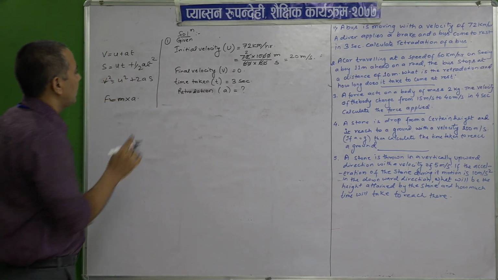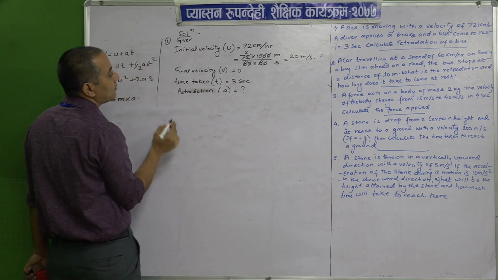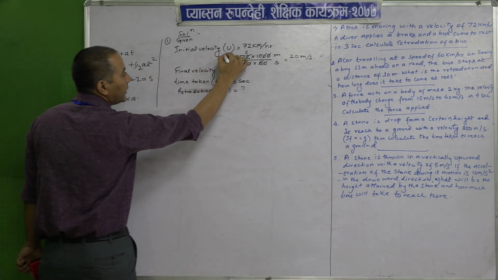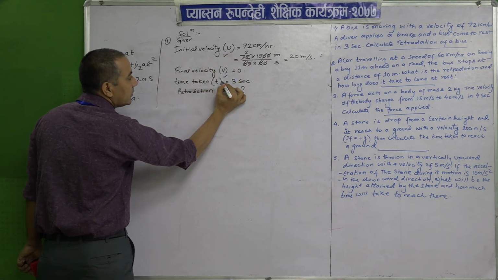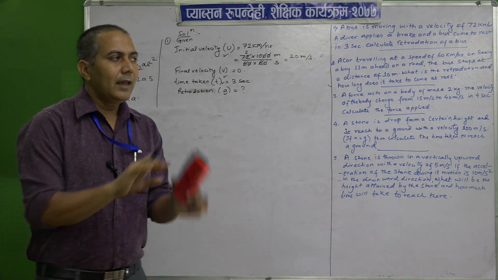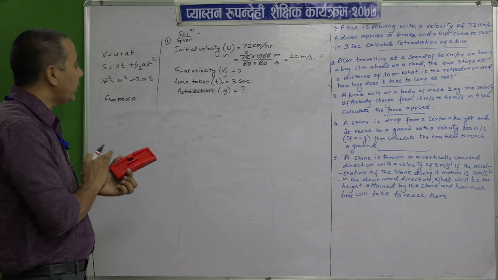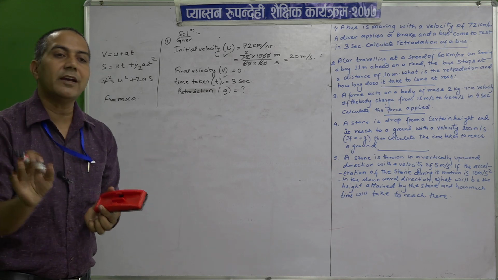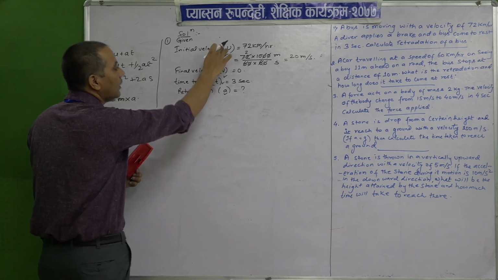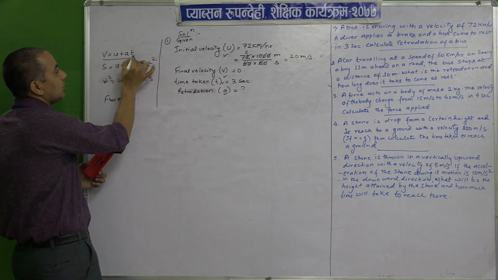Now, what type of formula can we use? See here, u is there, v is there, t is there, and a is to be found out. Is there anything for distance? No. Therefore, we will not use the formula related to s. We will use only the formula related to u, v, t, a. So, which one? The first equation.